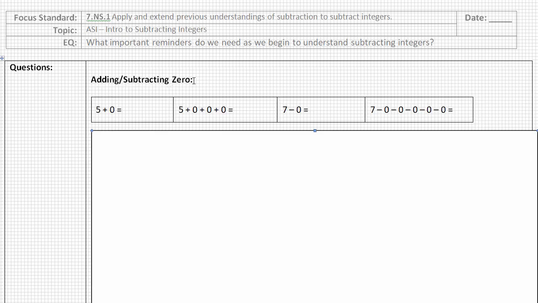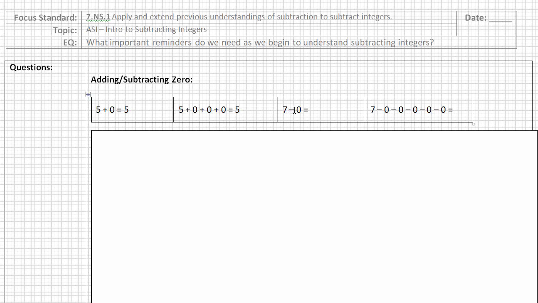Adding and subtracting 0. Take a look at these problems here, write them down, and give me the answer to each of these problems. So if we say 5 plus 0, if we add 0 to 5, our answer is still 5. If we start with 5 and add a bunch of zeros, here I have 3, but we can imagine adding hundreds, what's our answer going to be? Well, adding nothing changes nothing, so our answer is still 5.